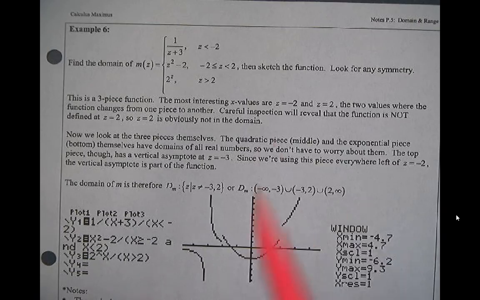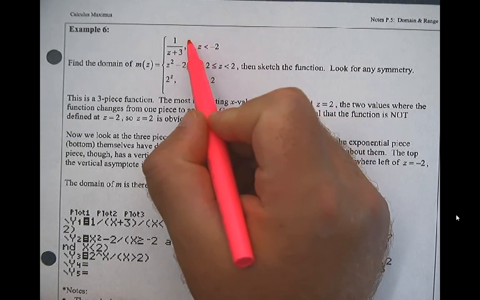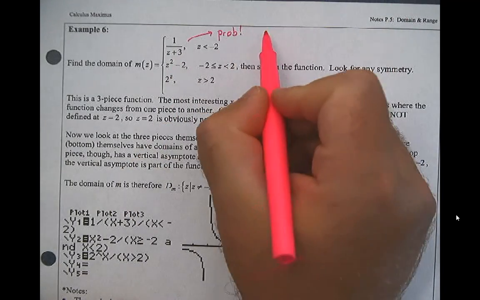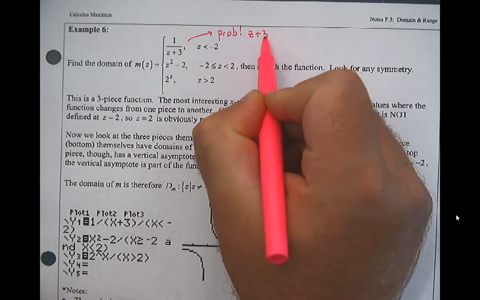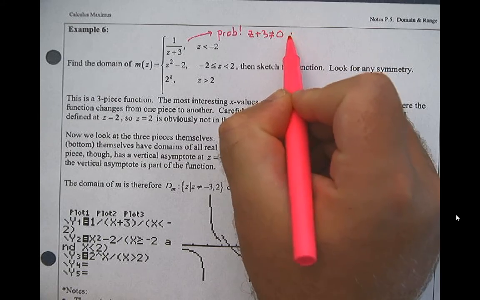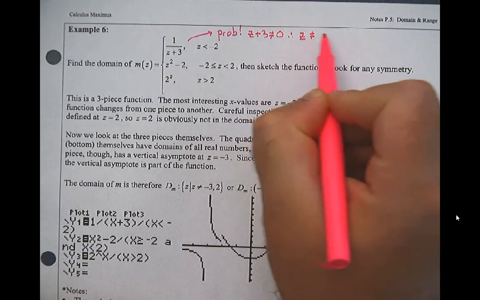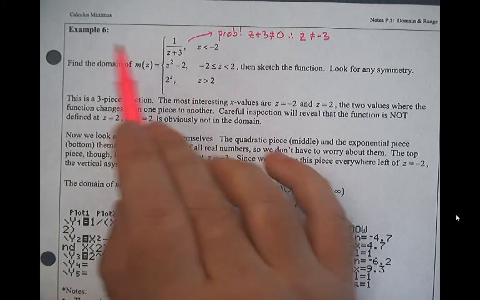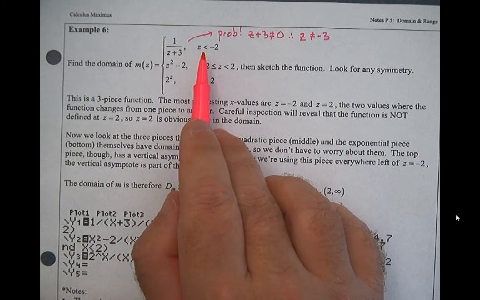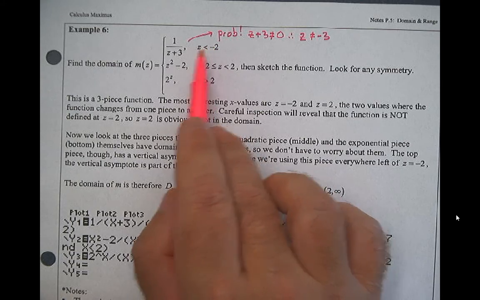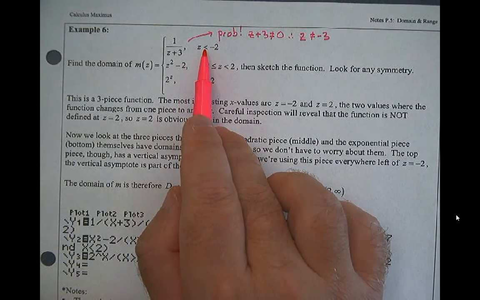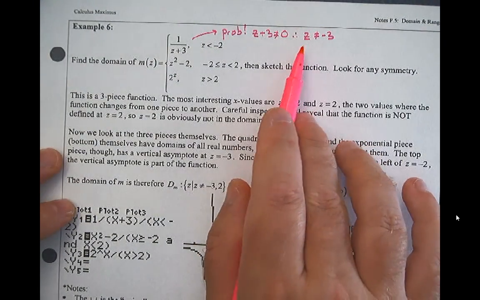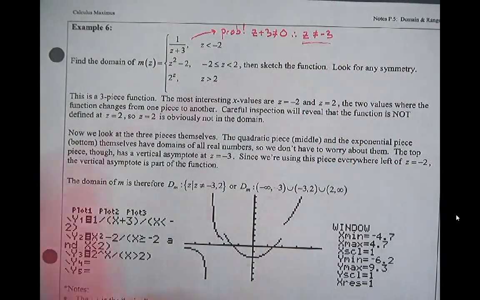So as I look at this first piece, yeah, we have a problem, because we've got a z on the bottom. So z plus 3 cannot be 0. Therefore, z cannot be negative 3. Is that a problem in our domain? Yes, it is. Like before, remember, all of our problems didn't end up being in the intervals in which the function was defined. This time it is. z is less than negative 2. Negative 3 belongs in that group. So we're going to have to keep track of this one.